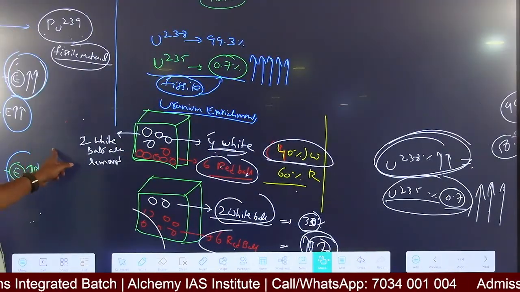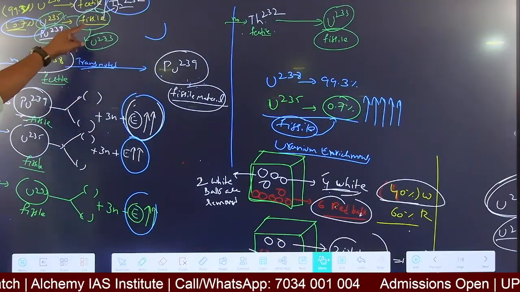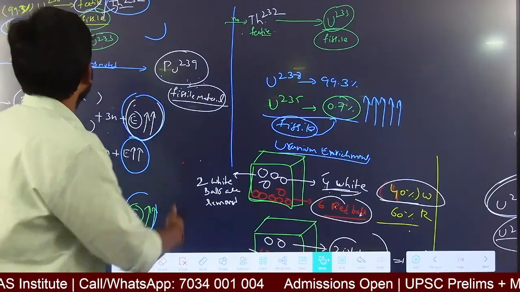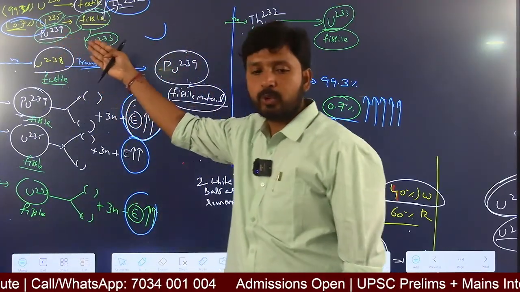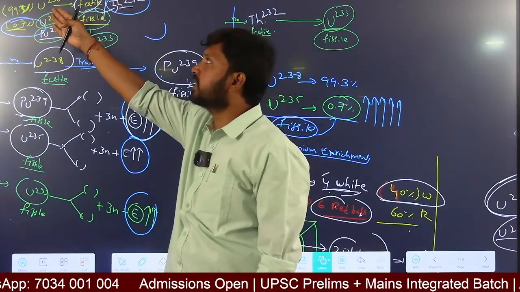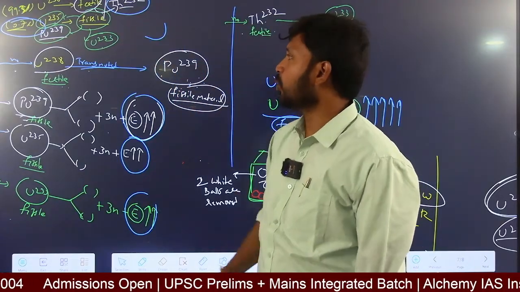So, examples of fissile materials we have seen here. What are these fissile materials? There are three: uranium 235, uranium 233 and plutonium 239. These are the three fissile materials. And there are two fertile materials, uranium 238 and thorium 232.